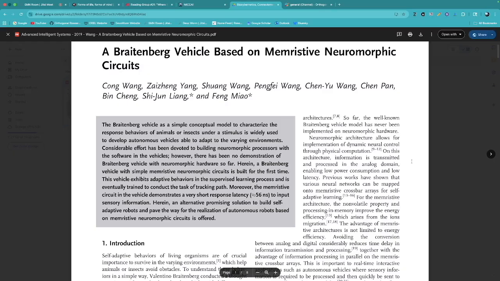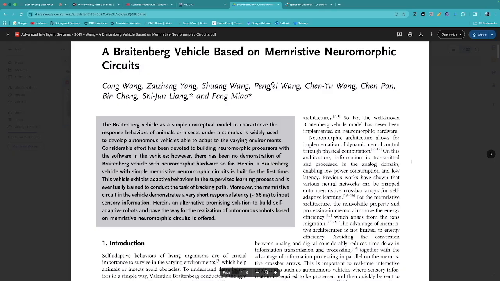So this is limiting, of course, in the sense that it's maybe not biologically inspired, and it just behaves maybe like any other robot at some level. So what's the point of using the Braitenberg vehicle? So far, the well-known Braitenberg vehicle model has never been implemented on neuromorphic hardware. And so neuromorphic architectures allow for the implementation of dynamic neural control through physical computation. On this architecture, information is transmitted and processed in the analog domain, enabling low power consumption and low latency.